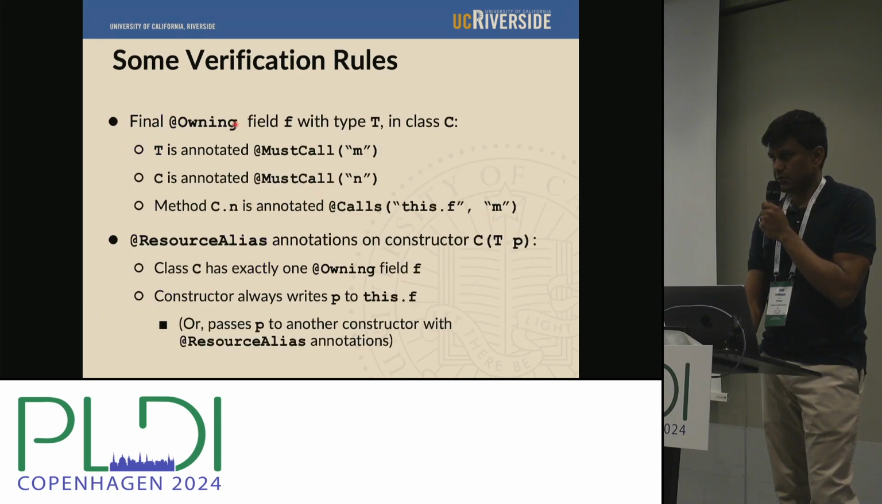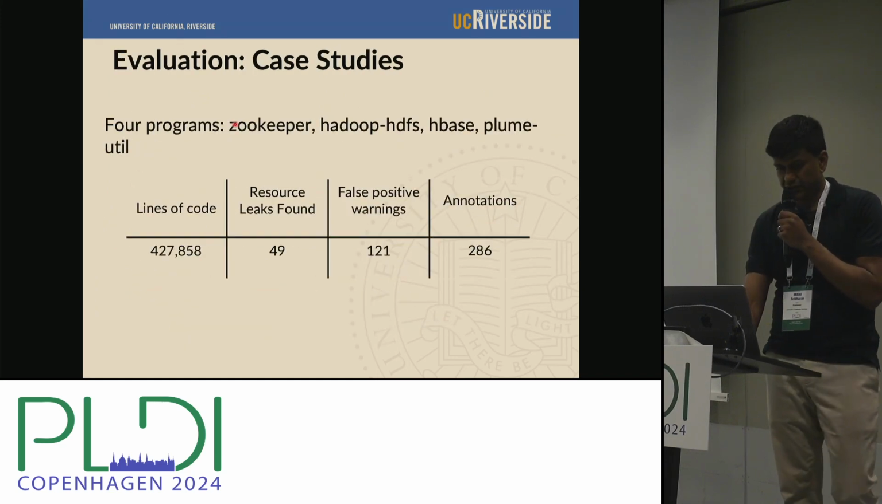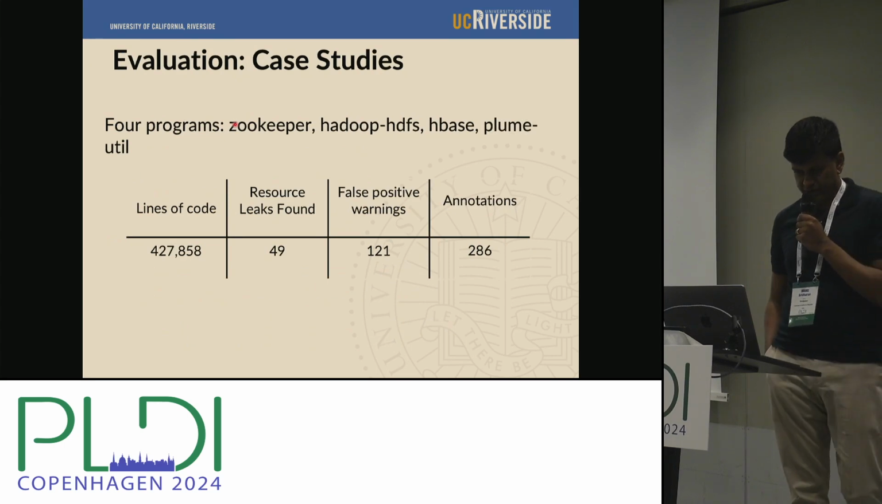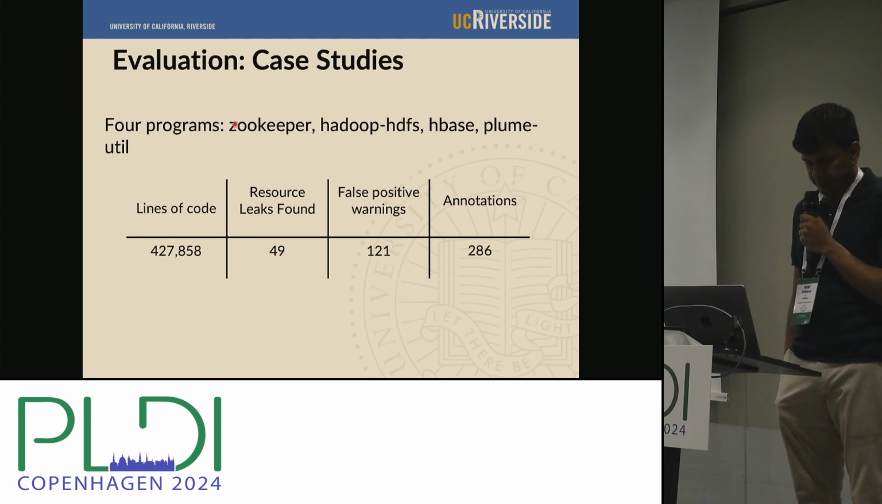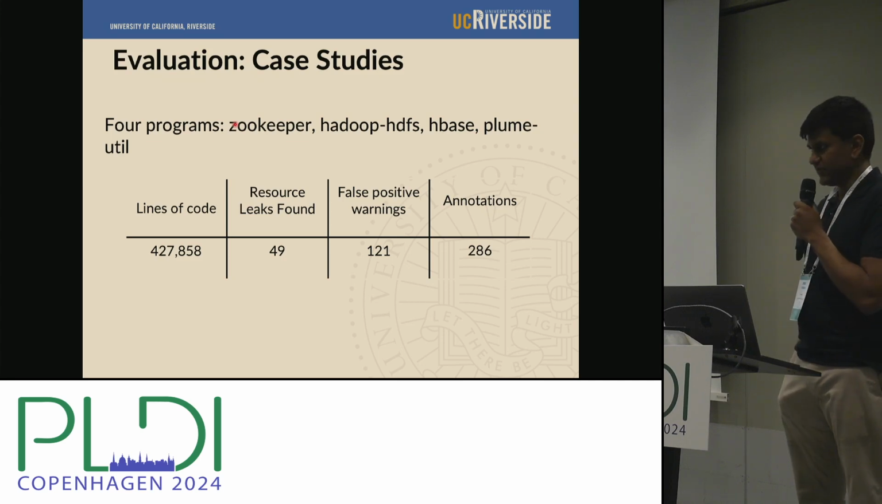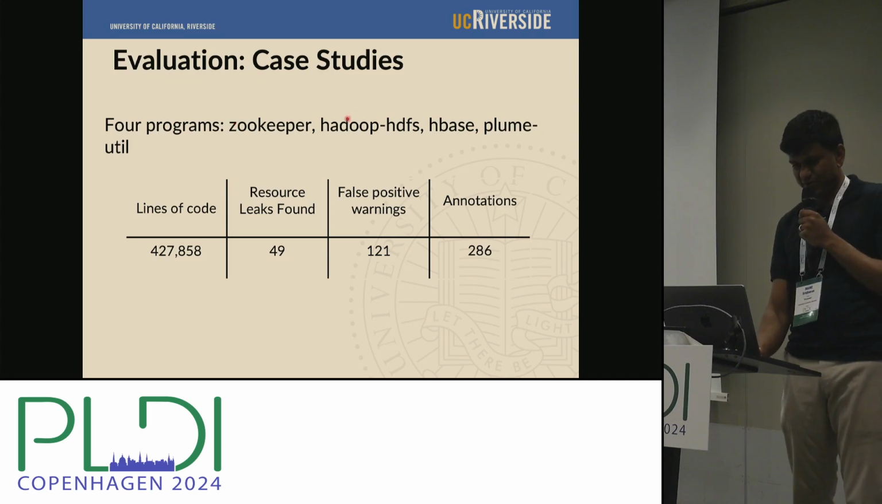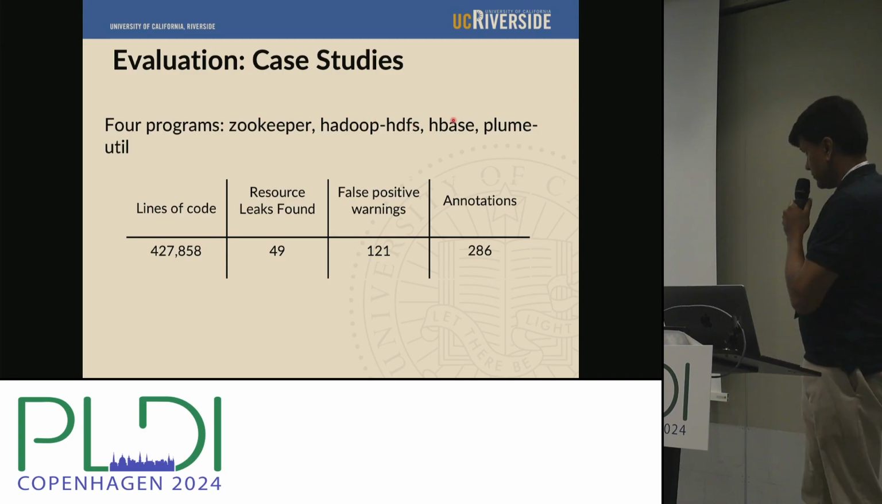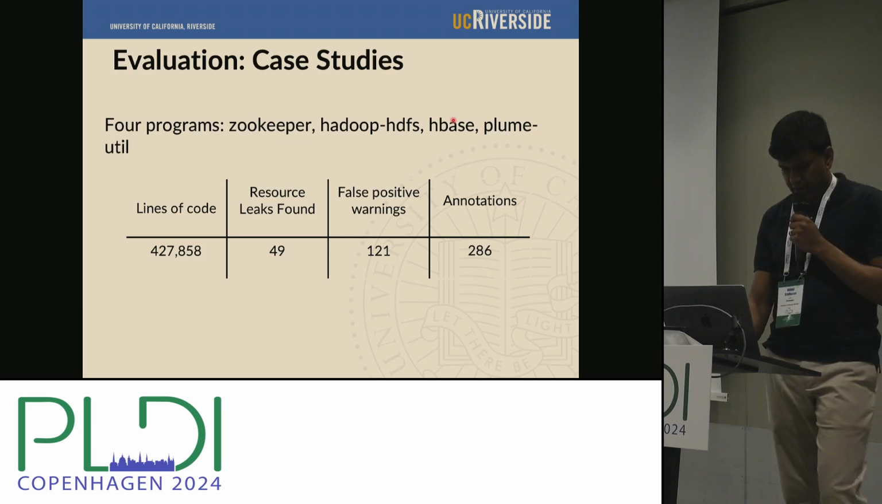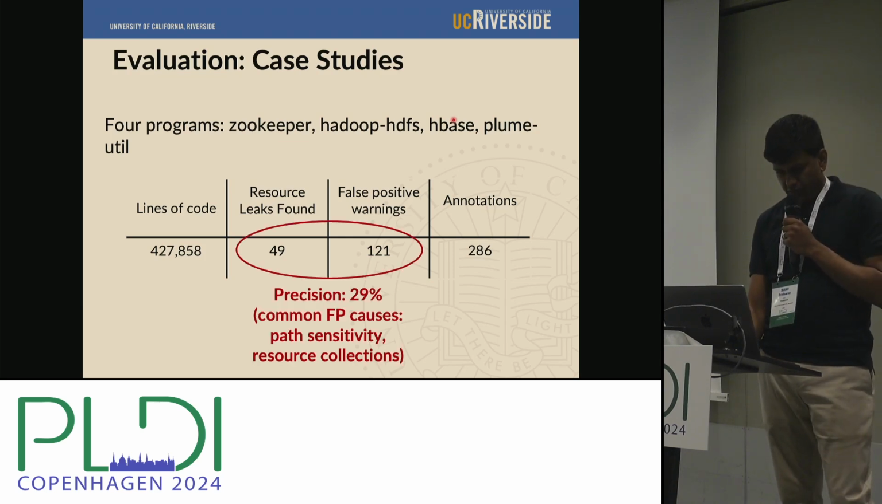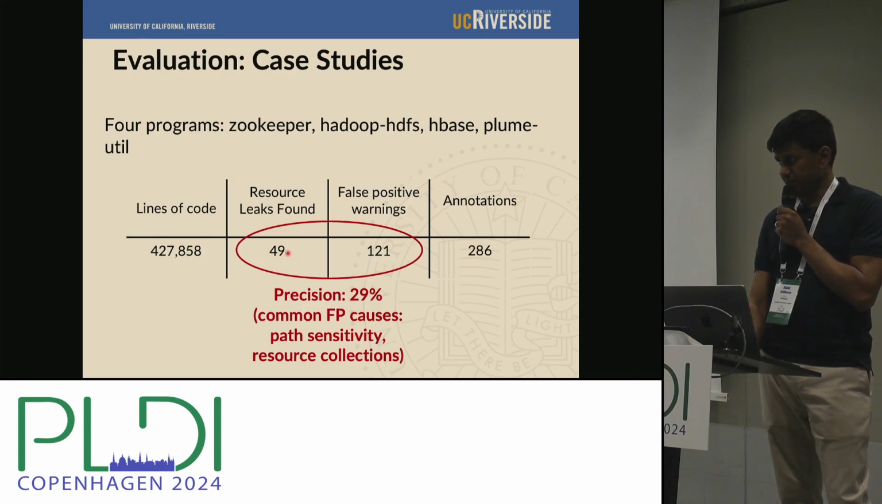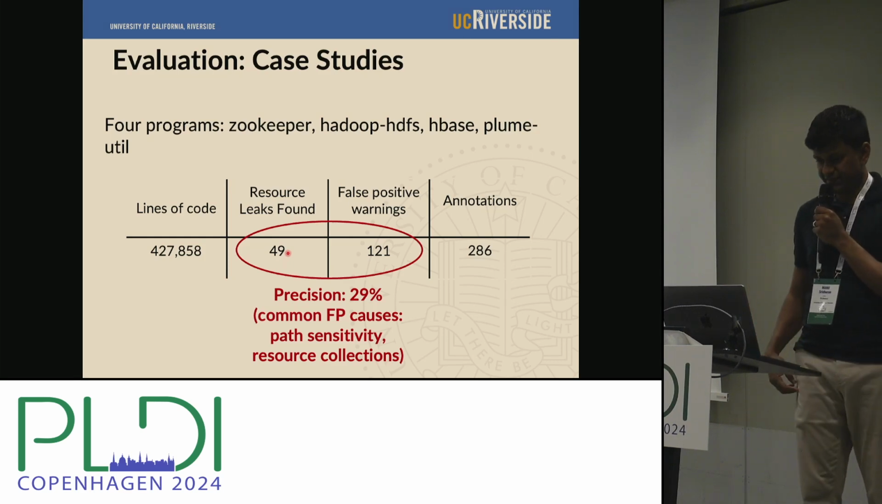So no other questions. Let me show you some results from our evaluation. We looked at some pretty serious programs with some hairy code in them, like Zookeeper, a component from Hadoop, and HBase. So it was a significant amount of code. And we found 49 real resource leaks. We reported several of these upstream and got them fixed.